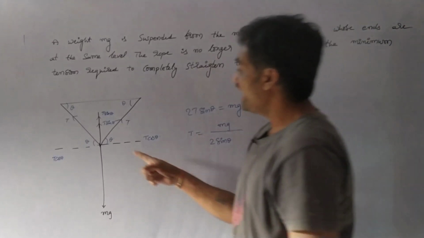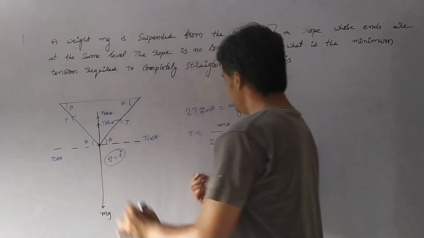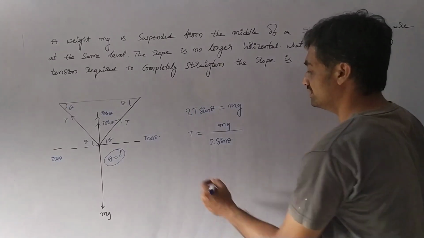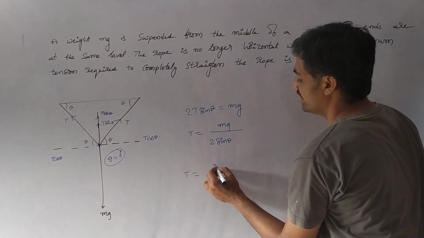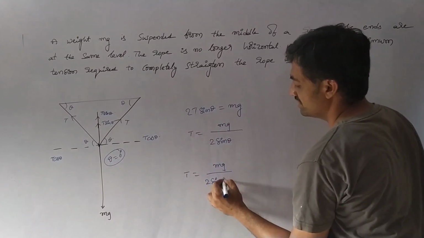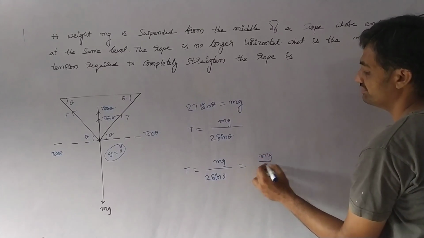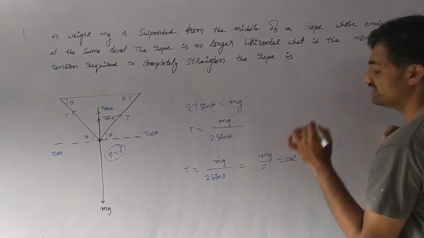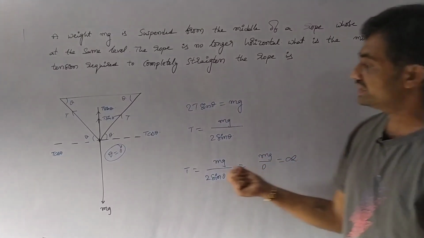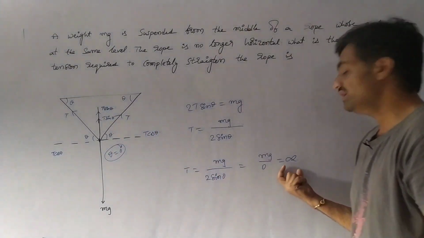Here we have to find the tension required to completely straighten the wire. Means the angle theta at this point should be equal to 0. So if we substitute theta equals 0, then tension T equals mg by 2 sin 0. We know that sin 0 is 0, so we have mg by 0, which is equal to infinity. So in order to straighten the wire horizontally, the tension required is infinity.